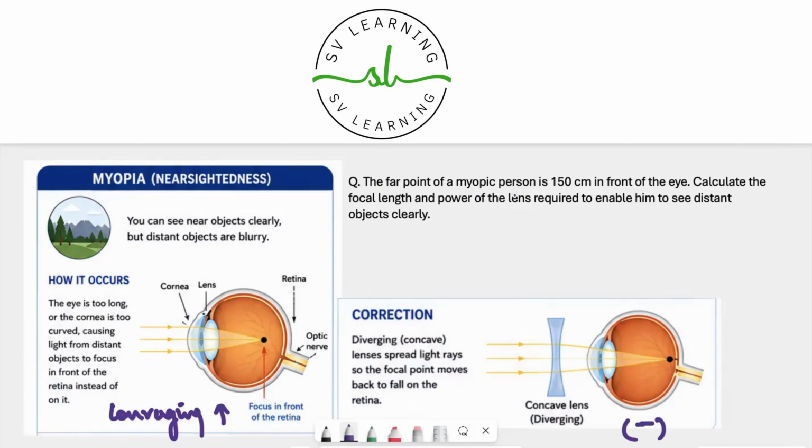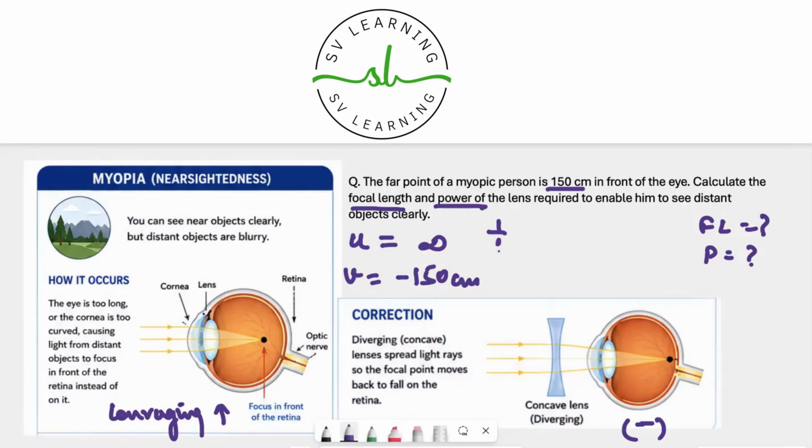Now, the far point of a myopic person is given to be 150 centimeter in front of the eye. We have to calculate the focal length and power. Always remember, children, in case of myopia, u will always be taken as infinity, because ideally the far point should be infinity. This is where the object is. So object distance remains at infinity. And the far point of a myopic person which is given, you take that as v always. And both v and u are negative.